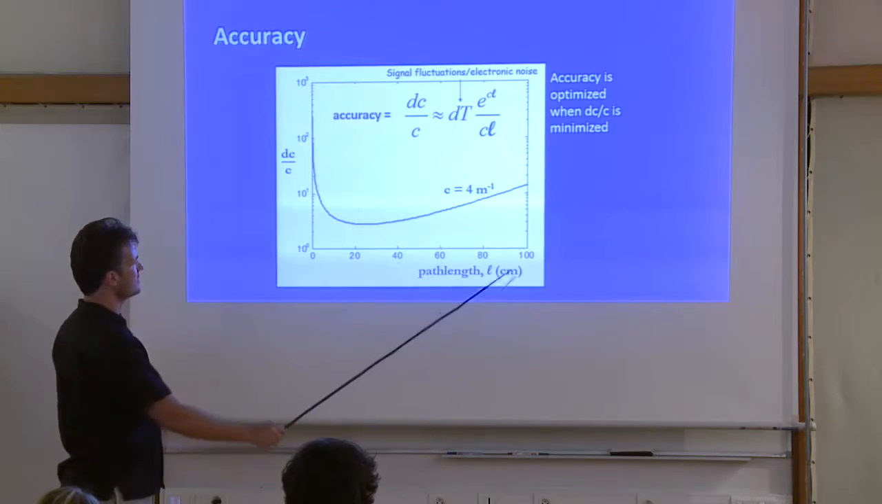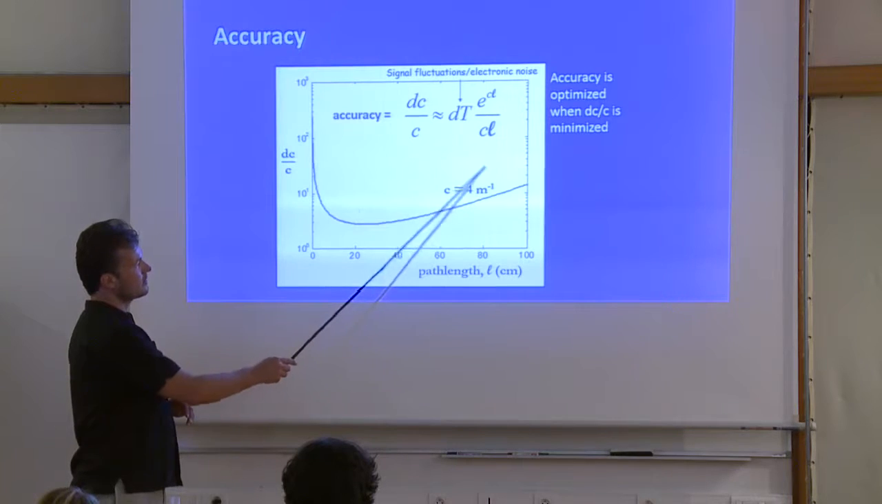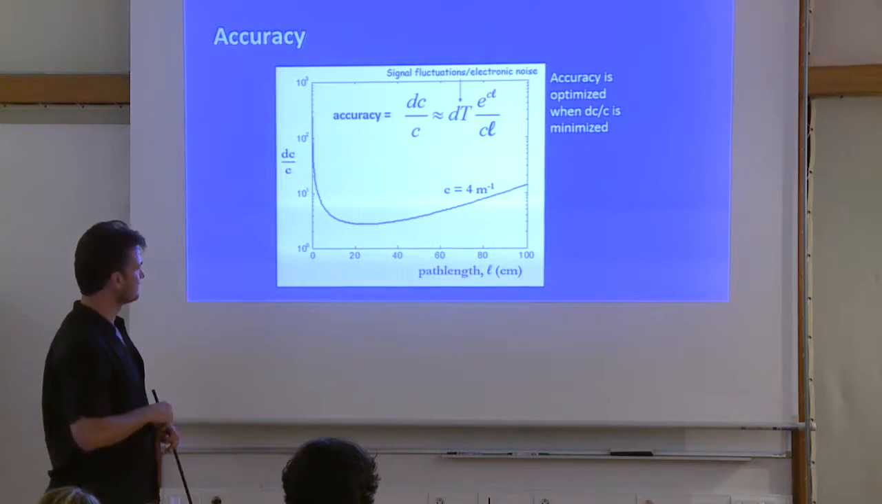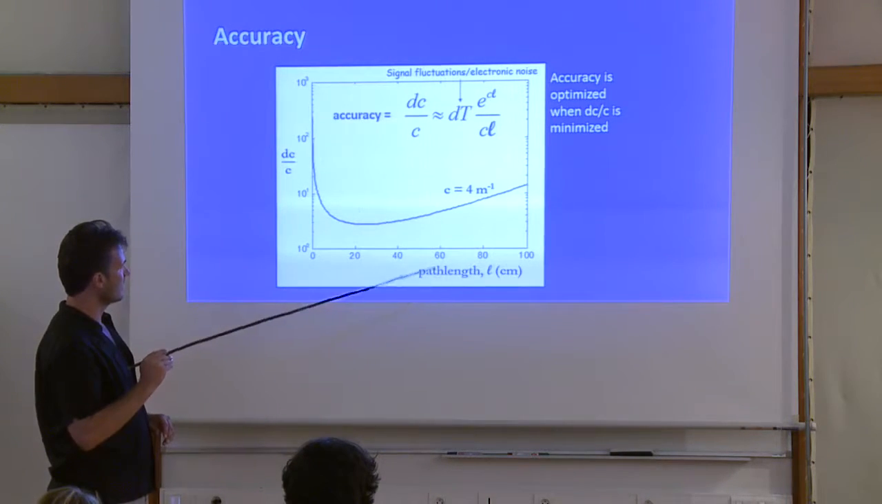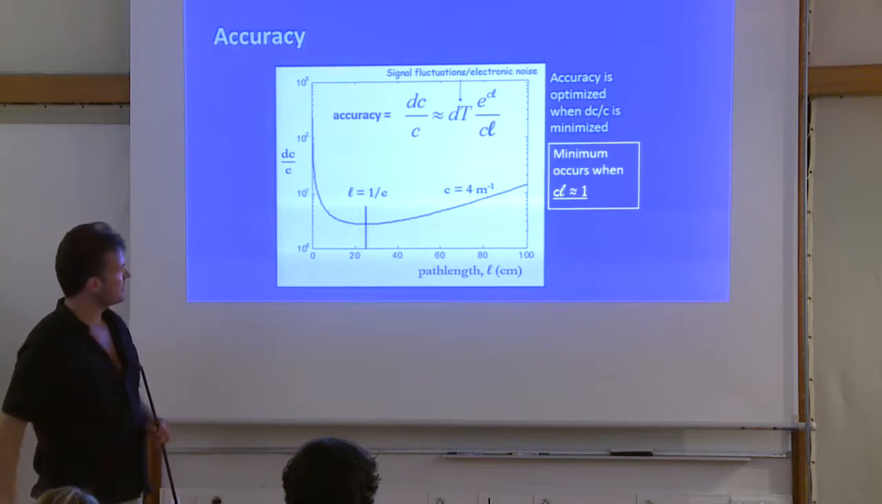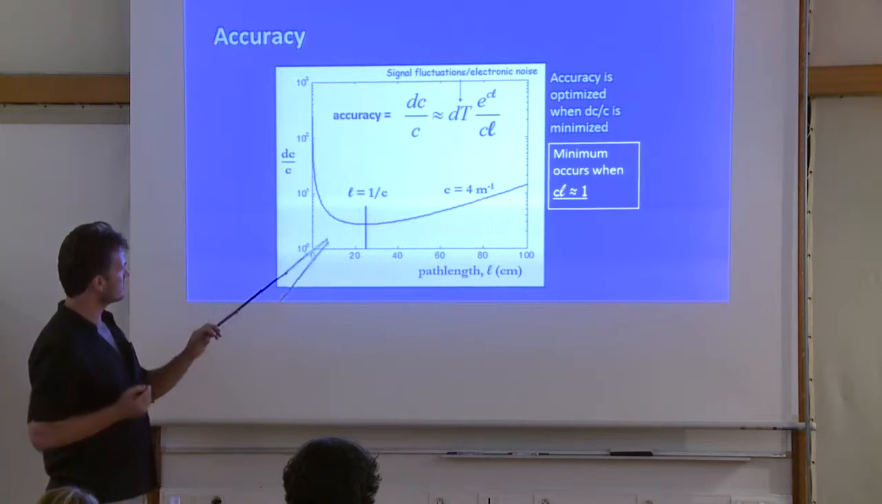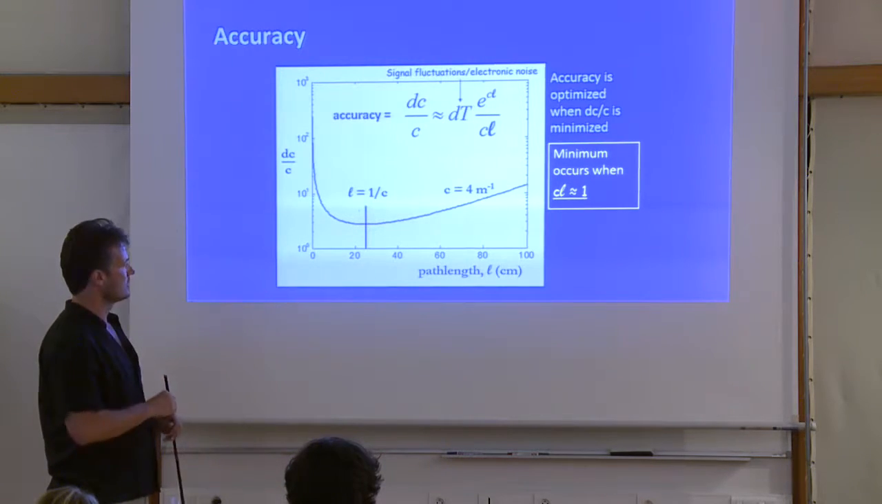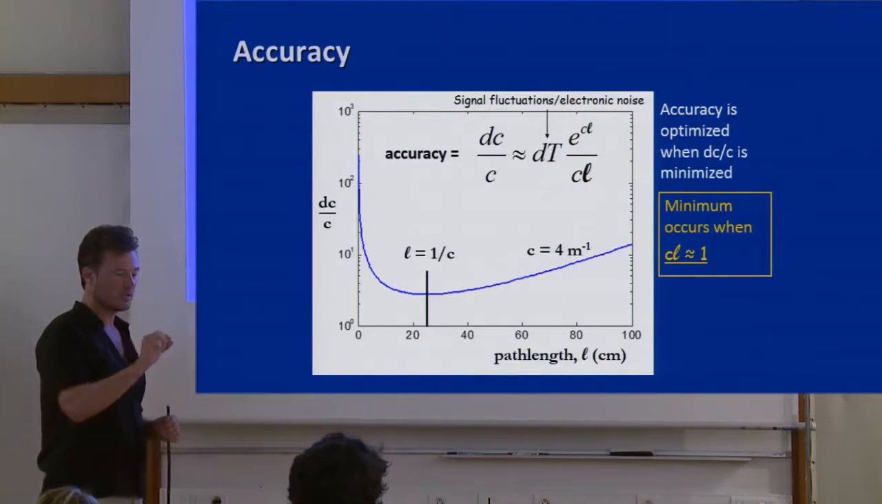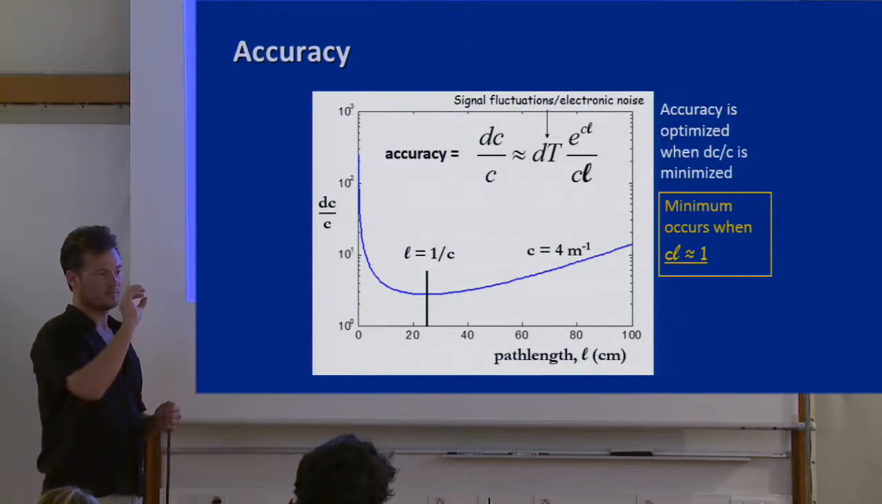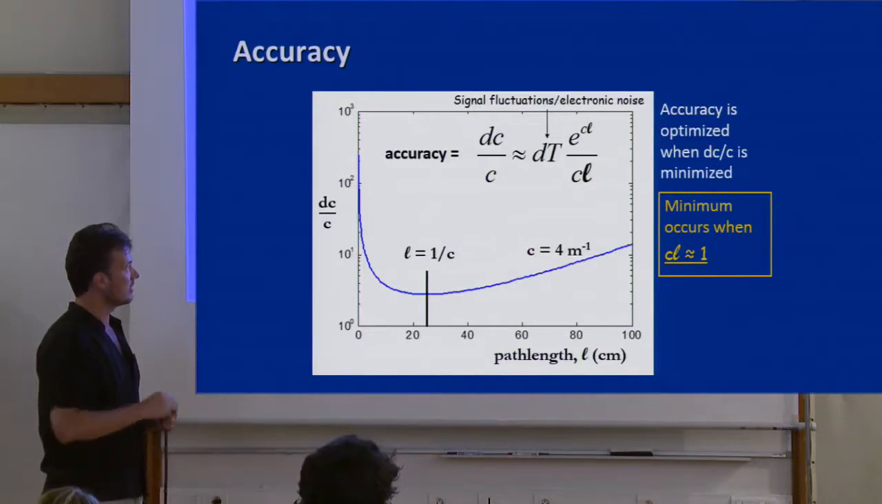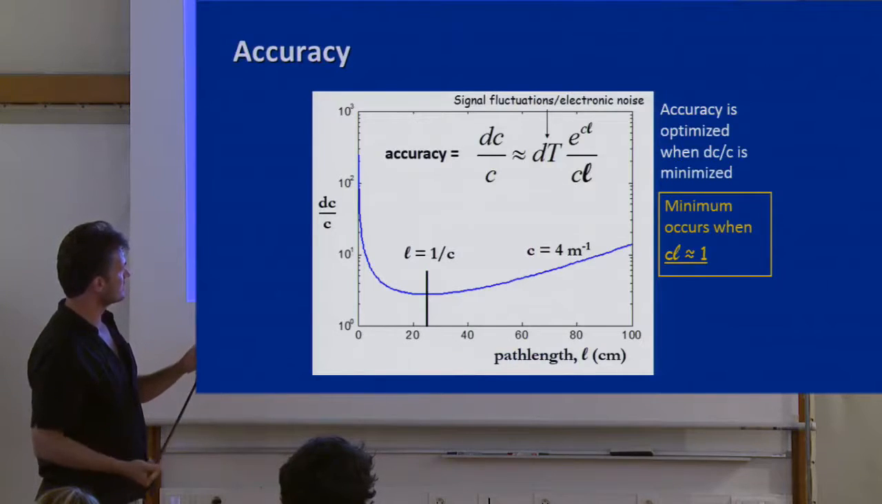And if you plot that versus path length for water that's 4 inverse meter C, this is what that curve looks like. What's happening at very short path length is that you're trying to resolve small changes with a very, very small path length. So you're kind of in the bit noise of the measurement. You can't really resolve those very, very small changes. So your accuracy is poor.